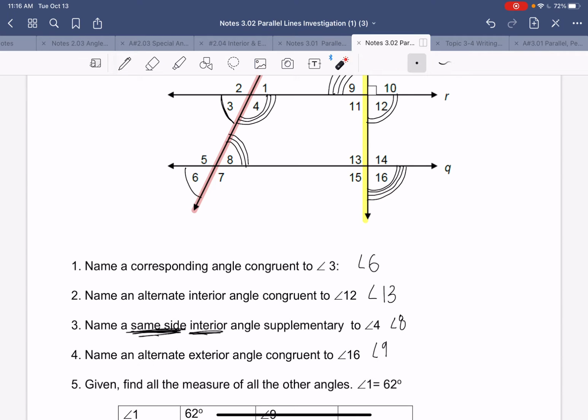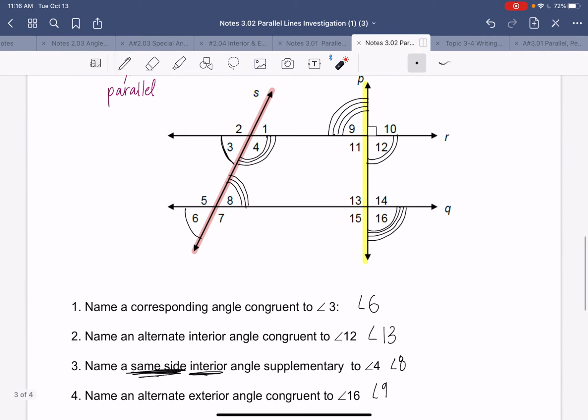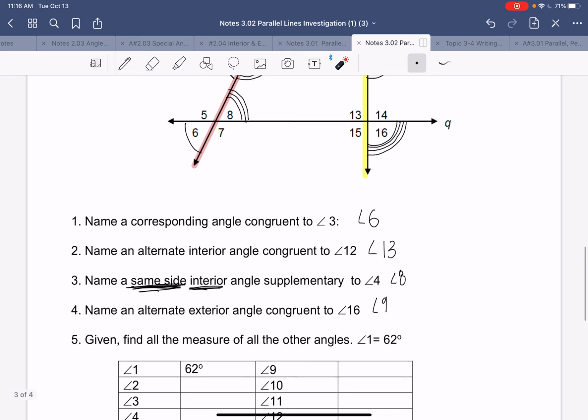So easily, on number 16, it started on the right side of the transversal P, and I said I wanted something on the left side, but exterior. Well, it could have been 9 or 15. But 15 is also on parallel line Q. When you start on parallel line Q, you have to jump to parallel line R. So we need something alternate and then exterior to the parallels. So it's angle 9. All right.